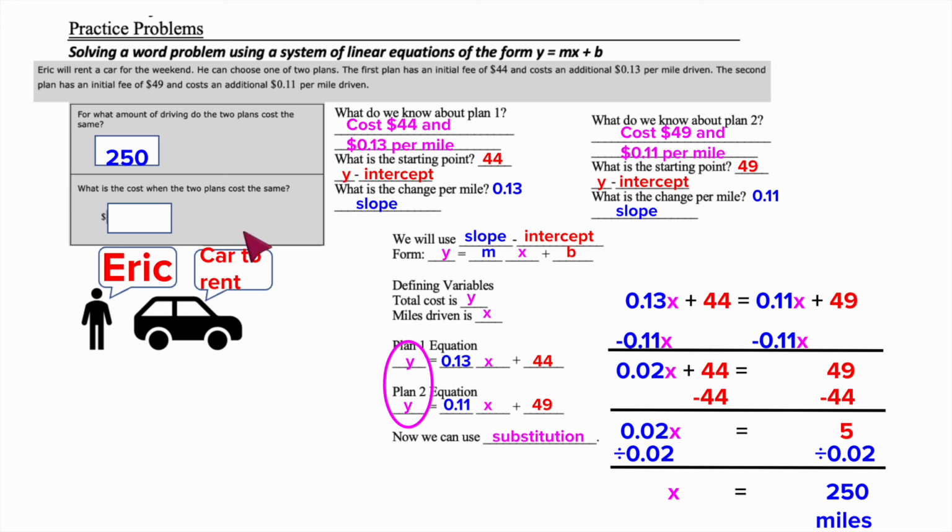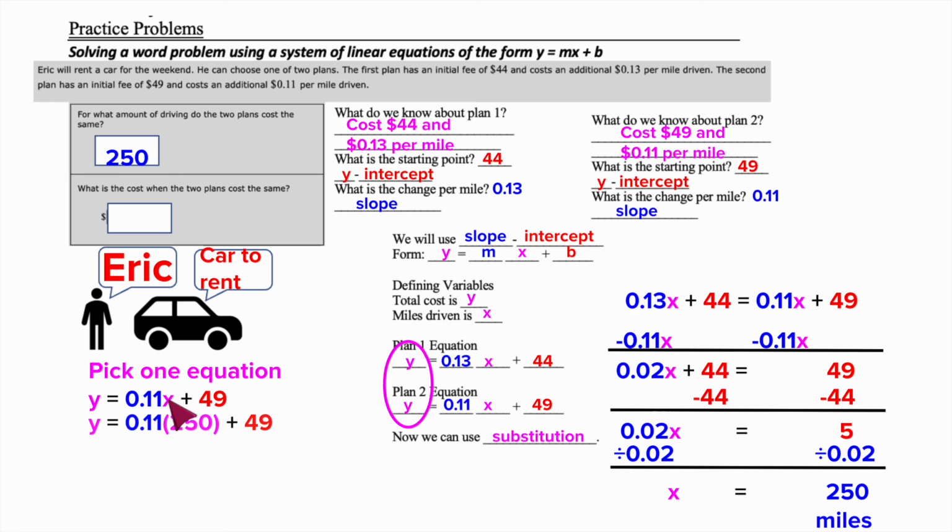All right, so the second part of this is what is the cost when the two plans are the same. So we're going to choose either of the two equations. It doesn't matter which one. So I went ahead and chose plan number 2. You just pick one of them. It doesn't matter. Because either one you plug in, you should get the exact same cost. You can actually test this and make sure that you do in fact get the same cost for both plans. Because you should, if you don't, something went wrong in our calculations.